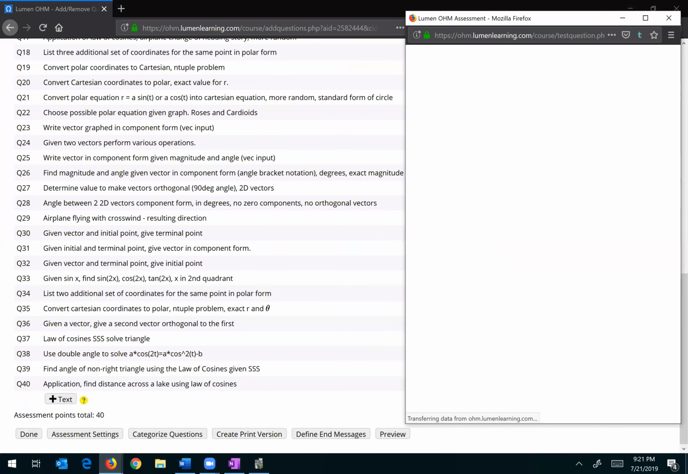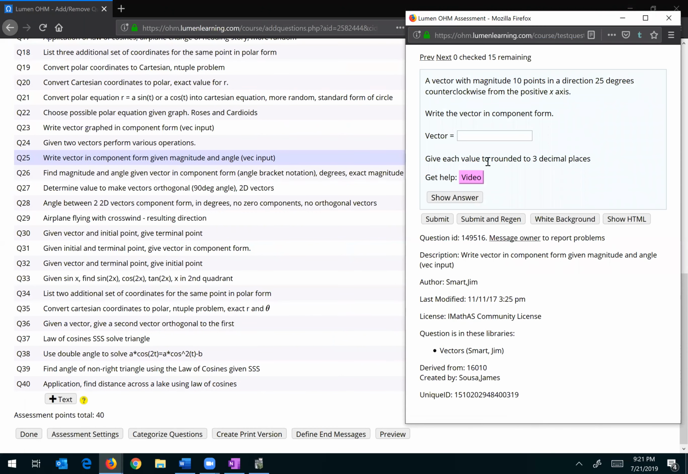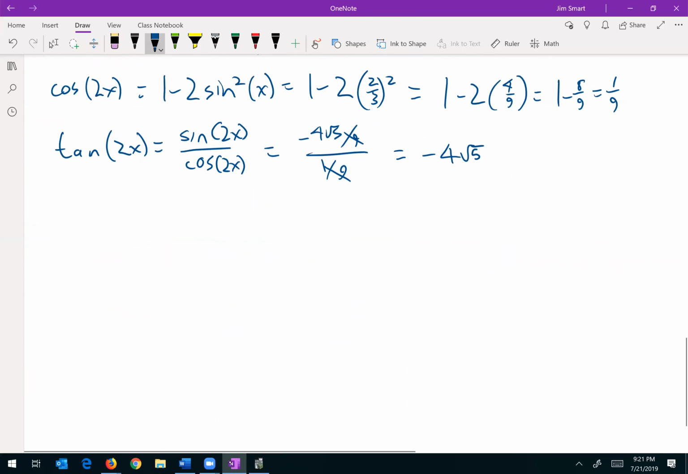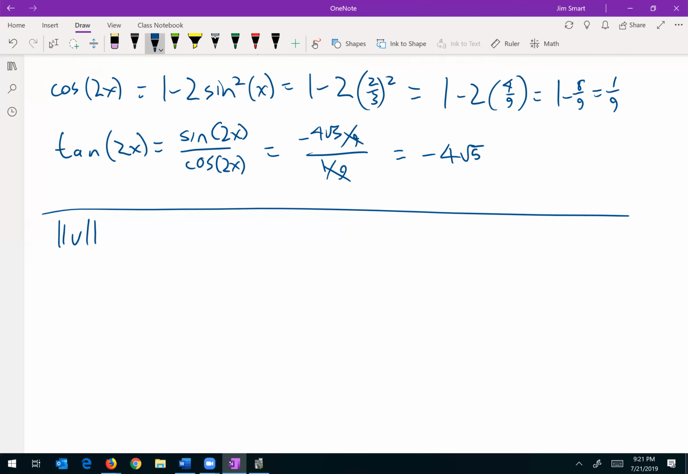All right, so we have a vector. It has a magnitude of 10, and its angle is 25 degrees, and we want to put it in component form. So the magnitude of v is 10, and the angle, theta for v, is 25 degrees.